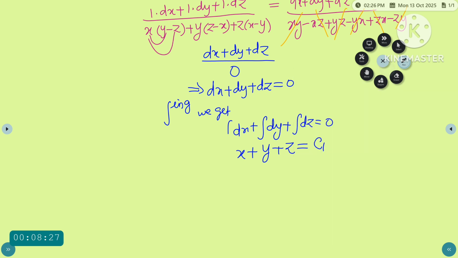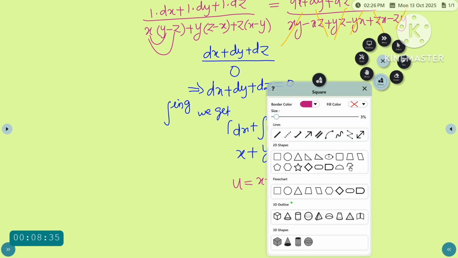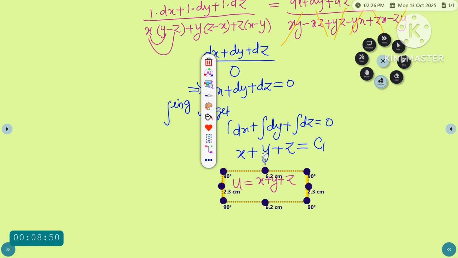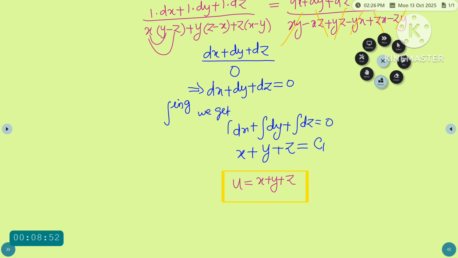So I take this as u equal to x plus y plus z. This is our first set of solution. So after considering the multipliers 1, 1, 1, we find one solution. Okay. Now let us move to case 2. In case 1, we got one solution. Then let us move to case 2.